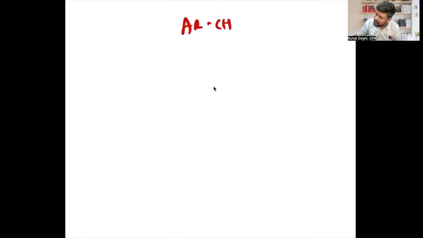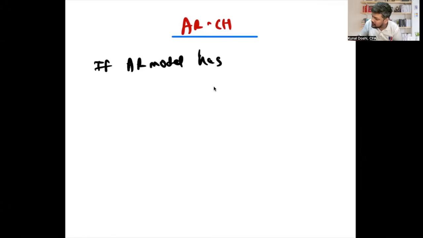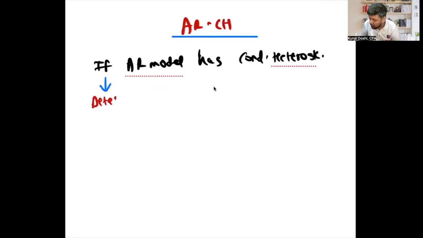ARCH is basically when an autoregressive model has conditional heteroskedasticity. So if an AR model has conditional heteroskedasticity, then we cannot use the model. So first of all, we'll have to do the same thing: we'll have to detect whether the model has ARCH or not, whether the model has conditional heteroskedasticity or not.